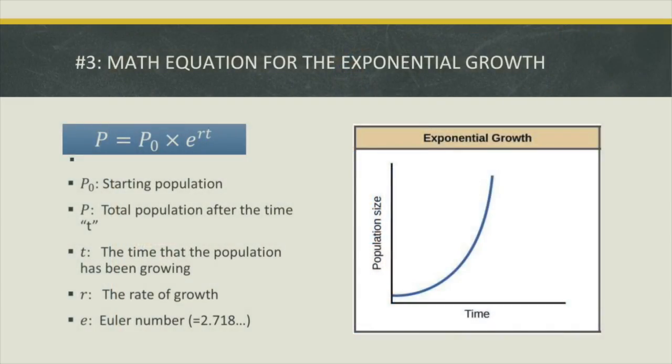In checkpoint number 3, I have a math equation for this model, with the total population after time t, the time that the population is growing, the variable, and the natural constant e, which is equal to 2.71. This is the graph of the exponential growth model.